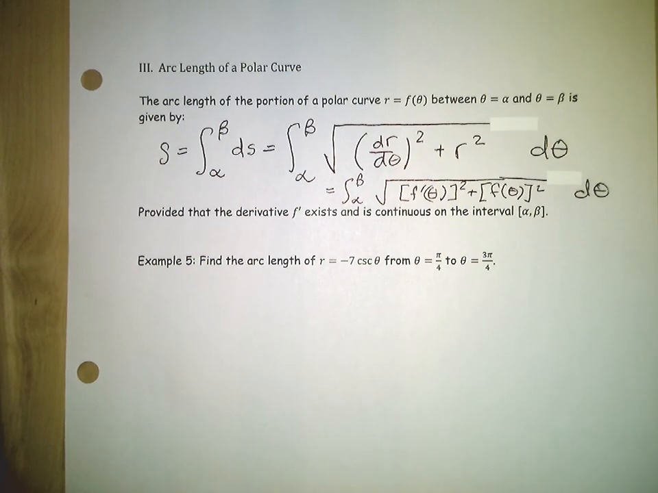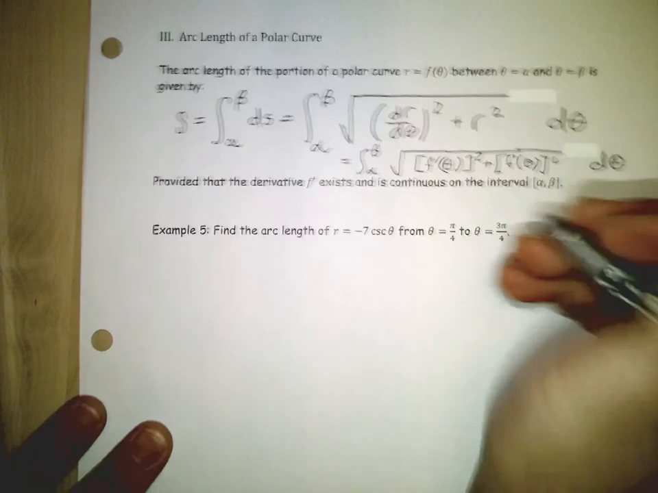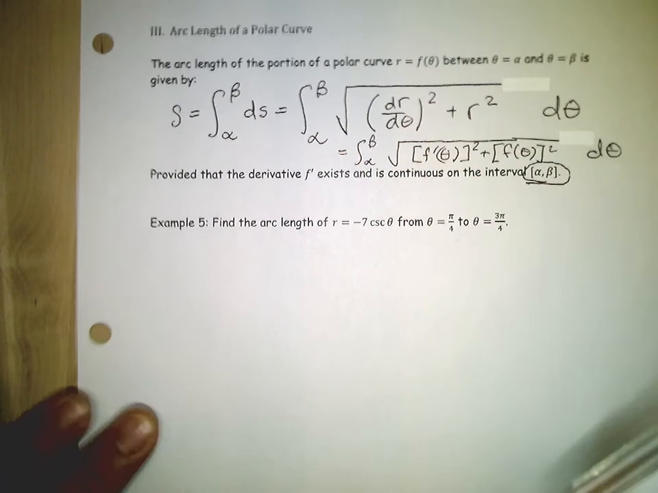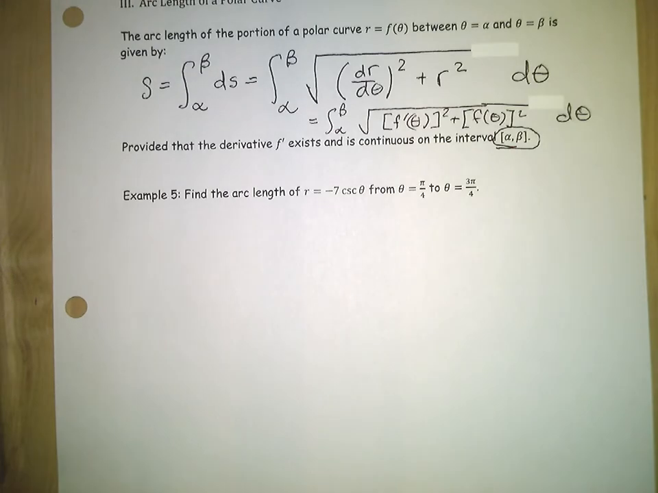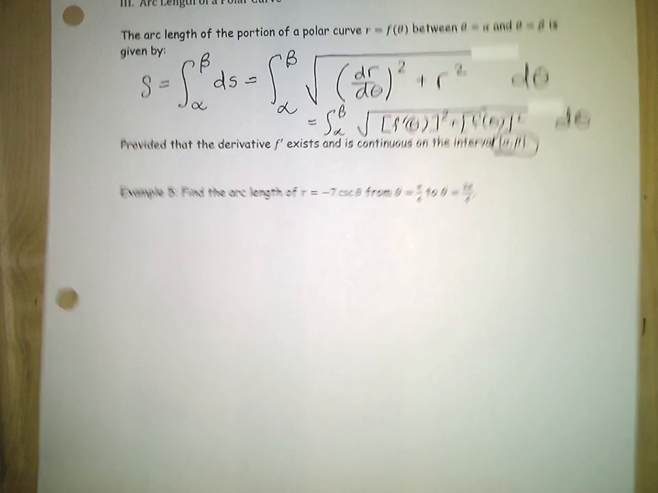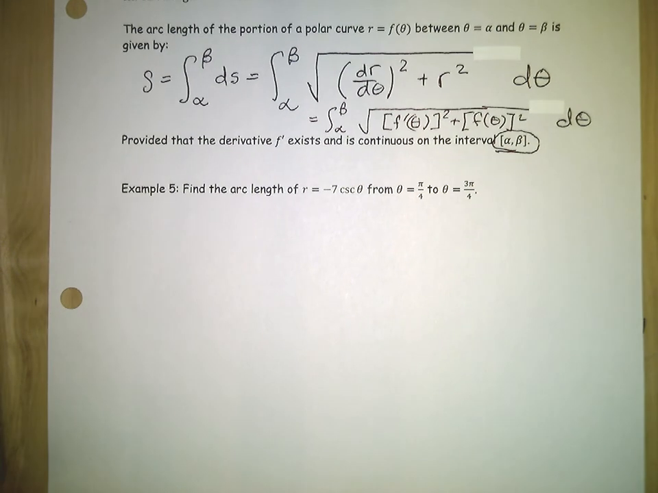All right, so this is provided that the derivative f prime exists and is continuous on the interval from alpha to beta. And remember, this is a closed interval because we have not talked about any integrals where there might be a discontinuity at the endpoint, at least not yet.